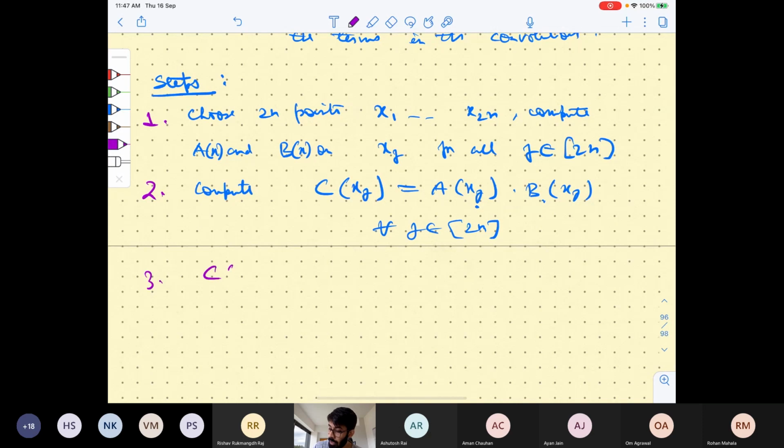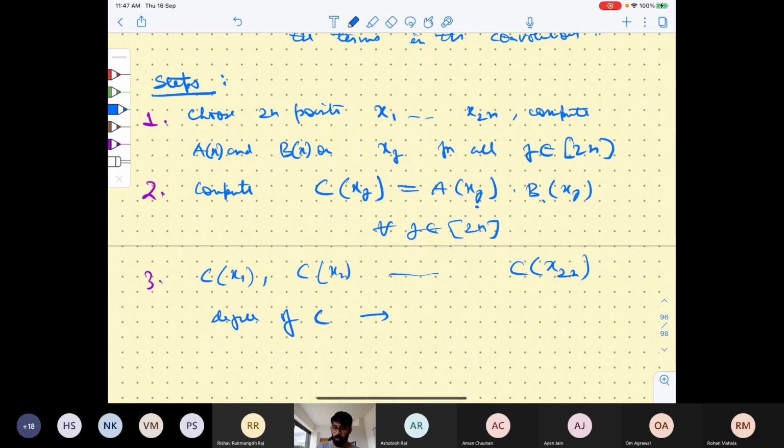Now in the final step, what you have is C(x1), C(x2), and C(x2n). And what is the degree of C? If A and B have degree n minus 1, what is the degree of C? 2n minus 2. 2n minus 2, right?